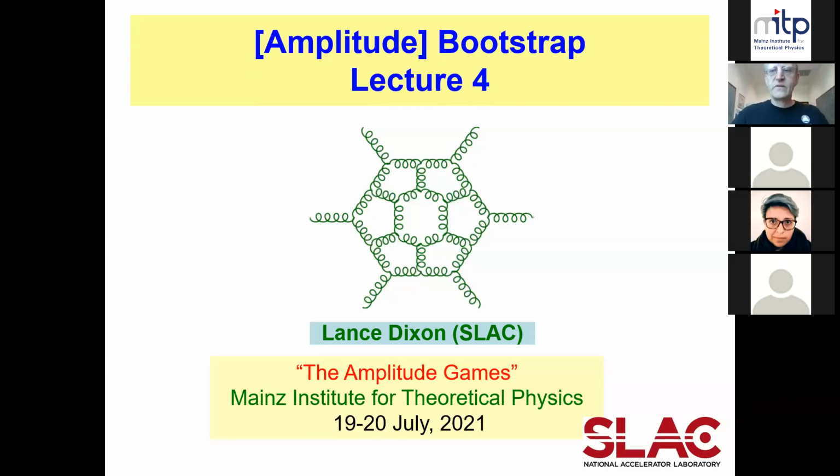So welcome back for lecture 4. In this lecture, we're going to transition from this 3-point form factor to 6 and 7 gluon amplitudes. I'll spend most of the time on 6 gluon amplitudes.